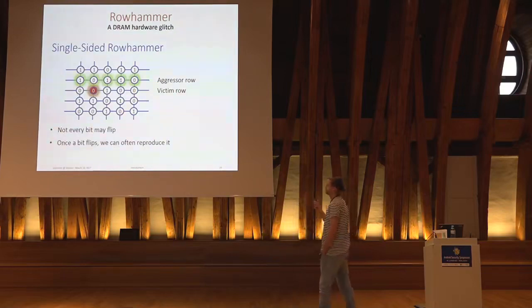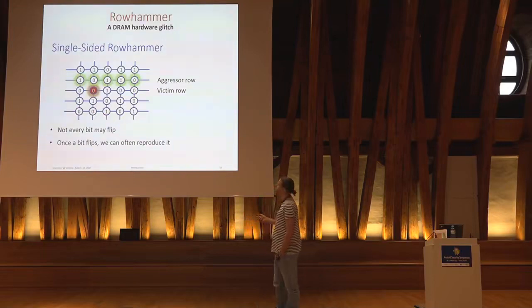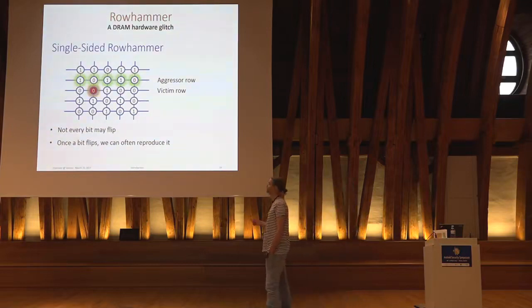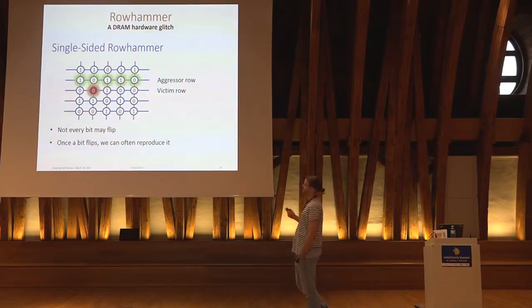For Rowhammer, it's important to note that not every bit may flip. So in this scenario, we flip this 1 to 0 here, but it could very well be that this 1 here can never be flipped by doing Rowhammer. It could also be that your DRAM chip is not vulnerable at all to Rowhammer. But in general, once you have a bit flip, you can reproduce it. So that means that once you know that a certain cell in your memory is vulnerable to Rowhammer, you can store something in there from an attacker's perspective, and then flip that bit to do something useful.